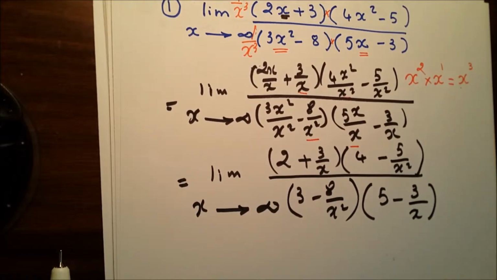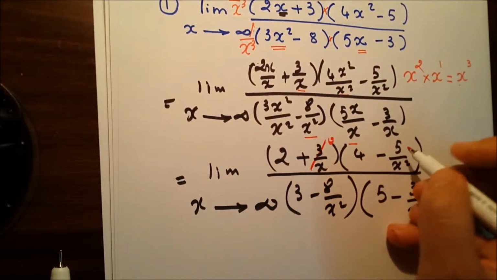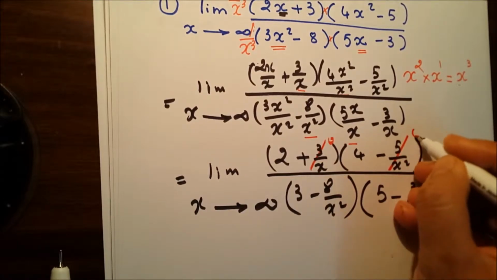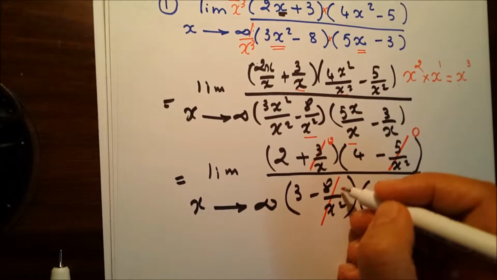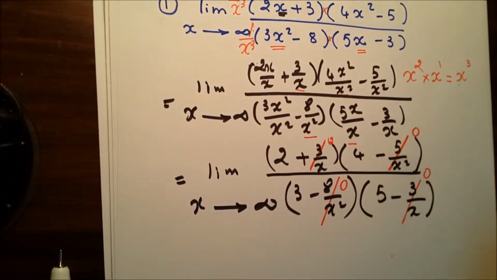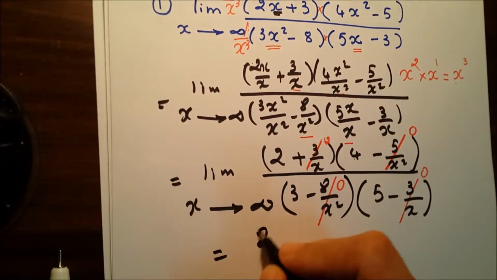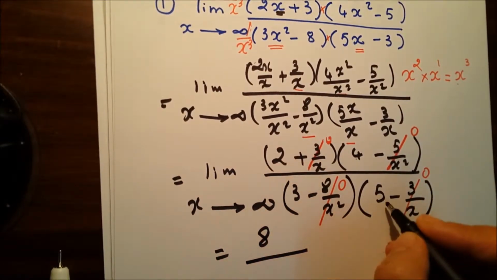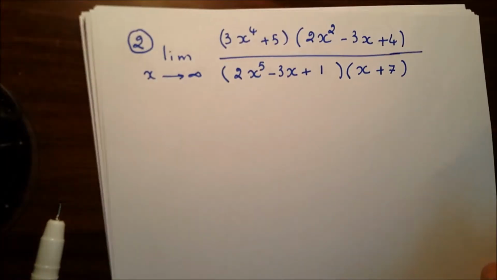By the theorem and its corollaries, 3 over x is 0, 5 over x squared is 0, and the limit as x tends to infinity, of course, of 8 over x squared is 0, and this is also 0. So finally we have 2 times 4 to be 8, and down it's 3 times 5 to be 15. Now number 2.